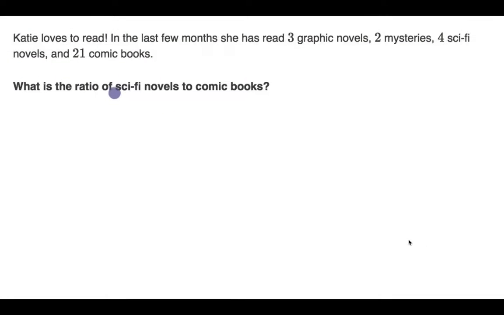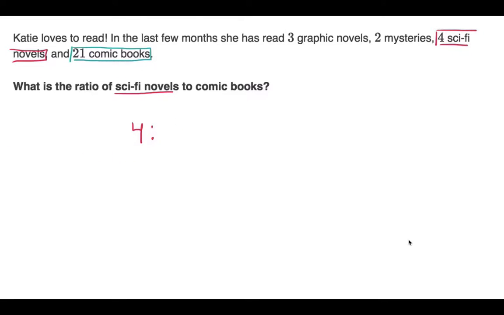Alright, so we want to know the ratio of sci-fi novels. She has 4 sci-fi novels, and the ratio of that to comic books. She has 21 comic books. So the ratio is, for every 4 sci-fi novels, she has 21 comic books.